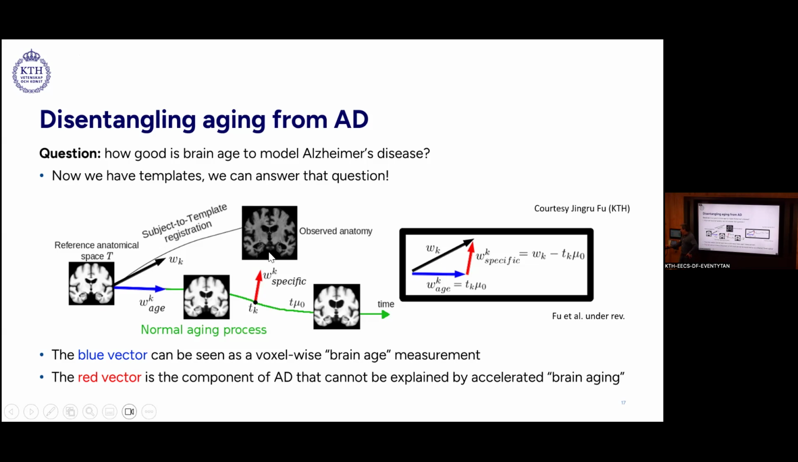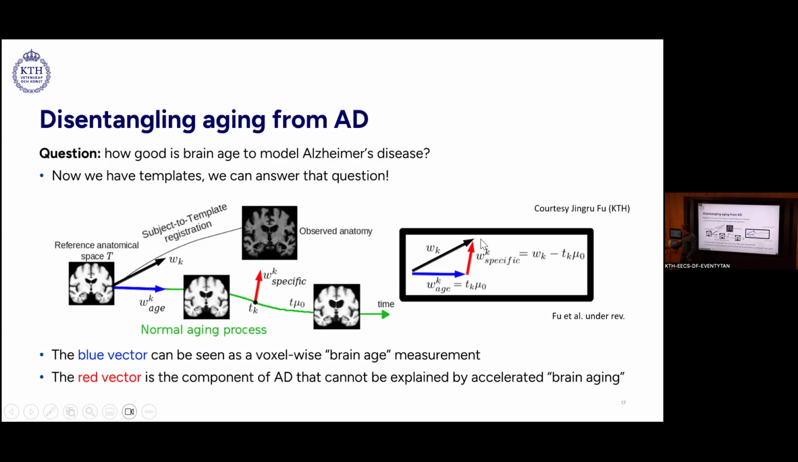Let's say that you have a subject here. What we did was to first register this subject to the first image. Traditionally you use 60 years old, because it's more or less when people start getting Alzheimer's. So it was a good starting point. Then basically you can have the healthy trajectory with these templates. And then you can divide, or disentangle, the aging from Alzheimer's.